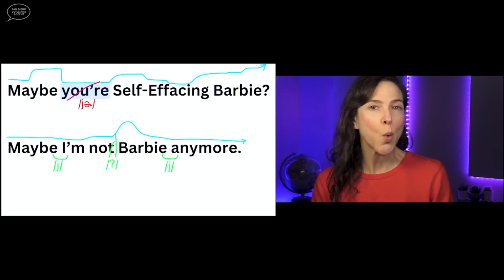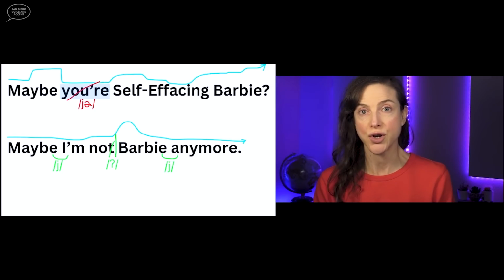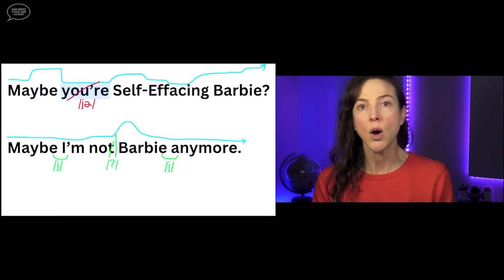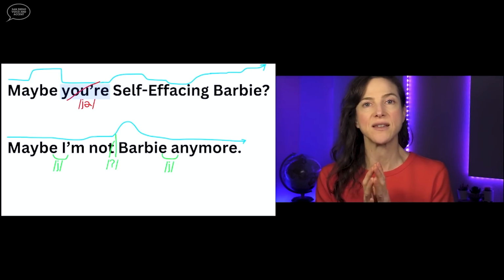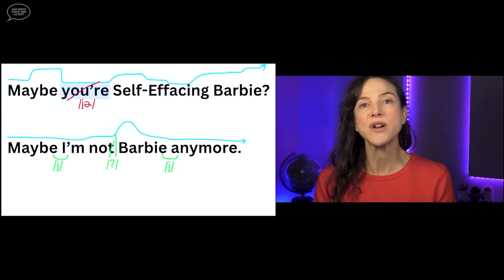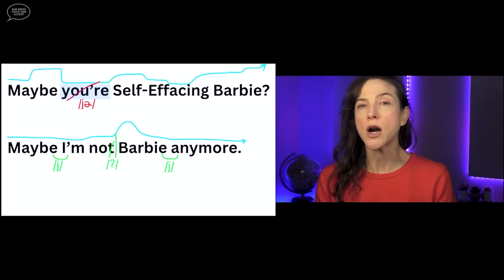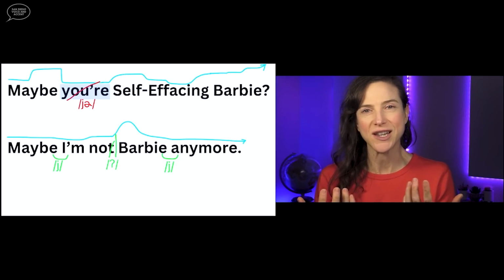Just like the word Y-O-U-R. Okay, that word also reduces to your. Just this vowel, not the longer R-colored vowels. It reduces down to just this unstressed sound, your. Now, a lot of people see this contraction and they want to pronounce the full two words. They want to say, maybe you are self-effacing Barbie. They put in the full words that the contraction is representing.